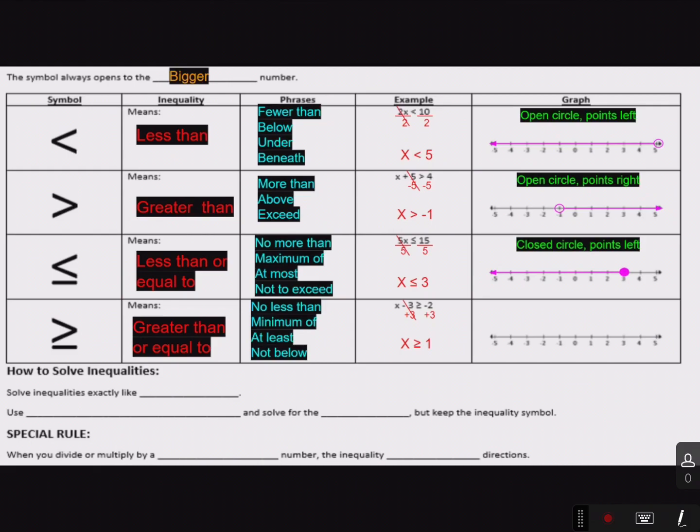When completing this graph, you're also going to use a closed circle because of the or equal to part, because of that line underneath the symbol. That tells us that it could also equal 1 and anything bigger than 1. This one's going to point right, just like the symbol itself. So we're going to put that closed circle on 1 on our number line, and then draw that line all the way to the end of the number line going towards the right.